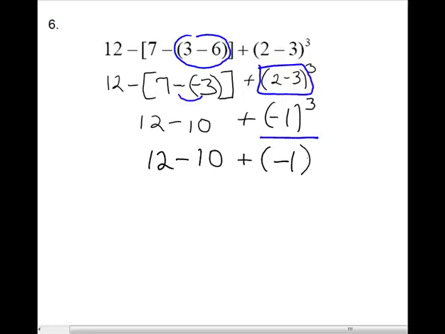Now we're actually down to level 4, which says to add and subtract left to right. So we'll just go across. 12 minus 10 will give us 2 plus a negative 1. Different signs, subtract, sign of the larger. So it will give us a positive.